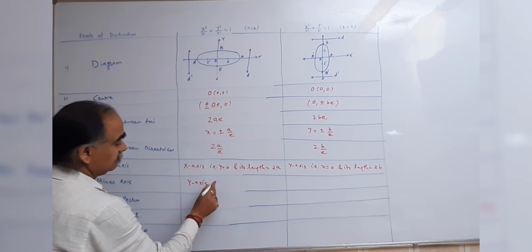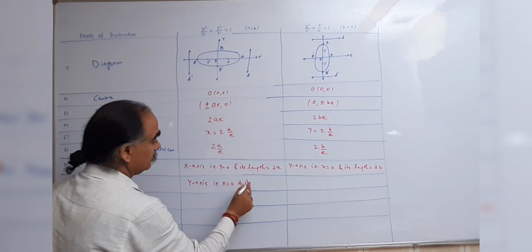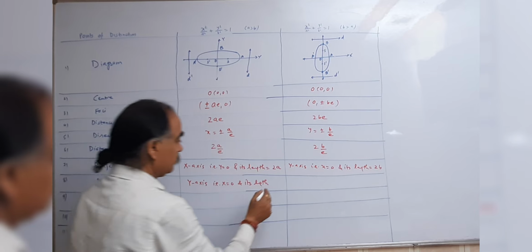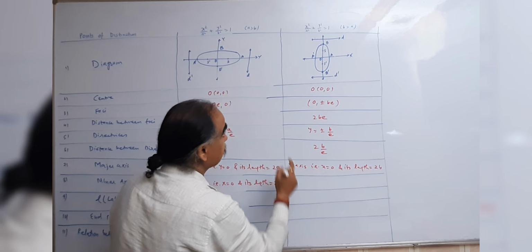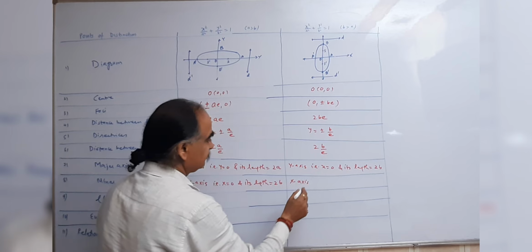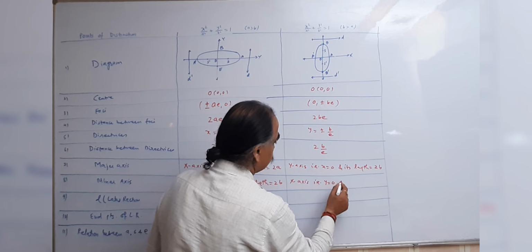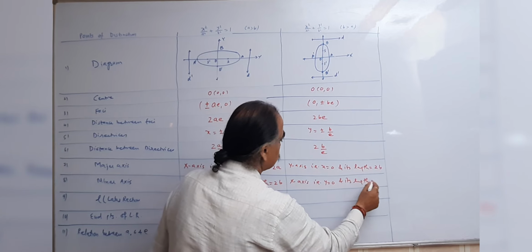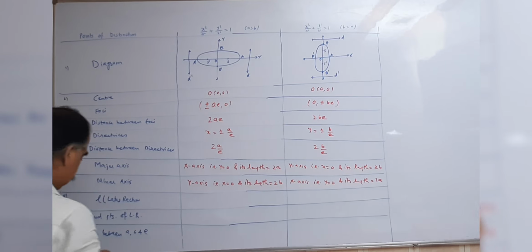Minor axis: here it is the y axis, that is x is equal to 0, and its length is 2b. And here the minor axis is the x axis, that is y is equal to 0. Its length is 2a.